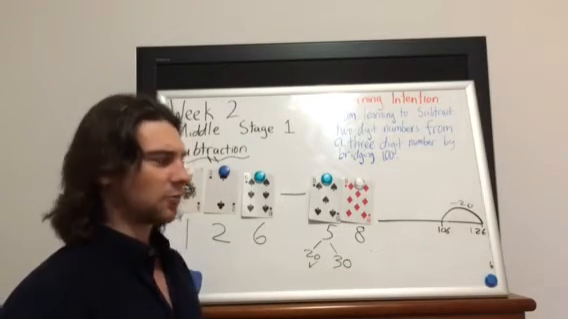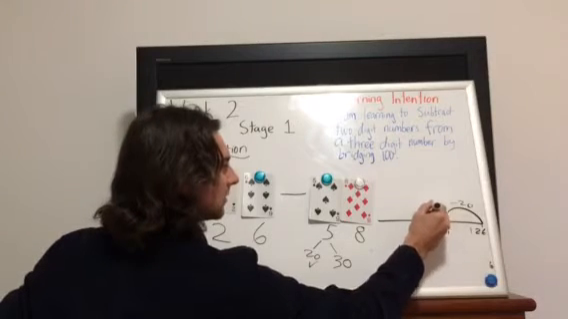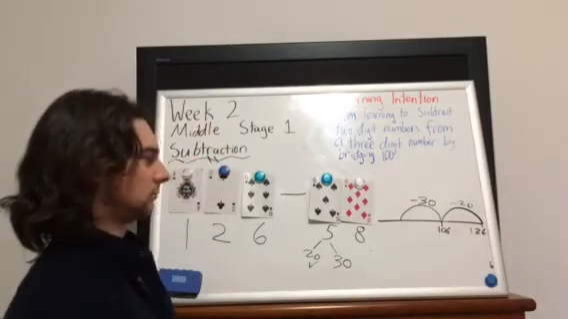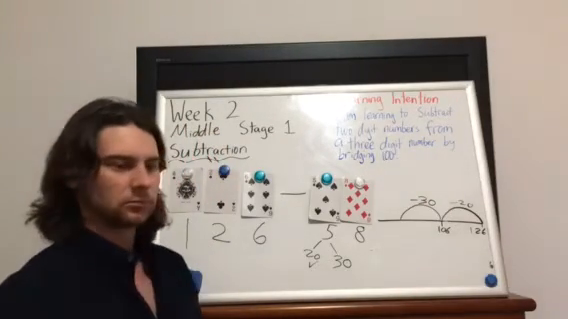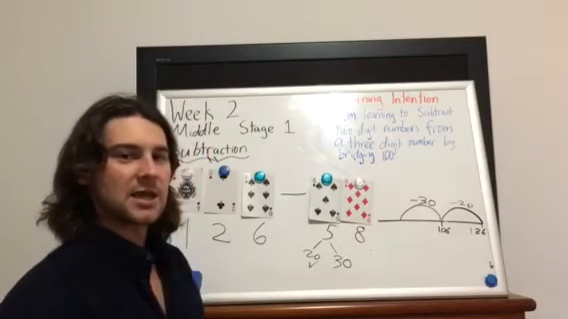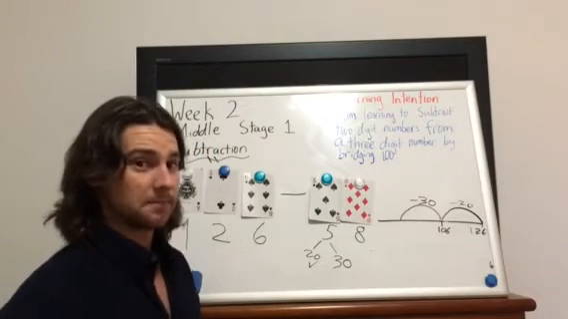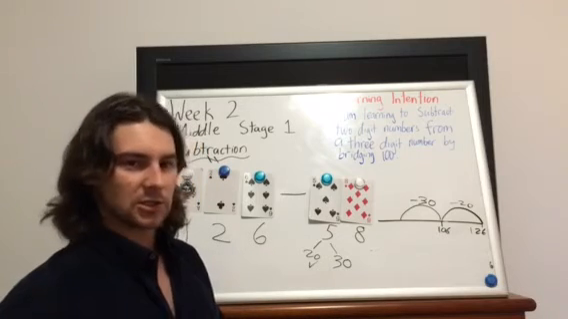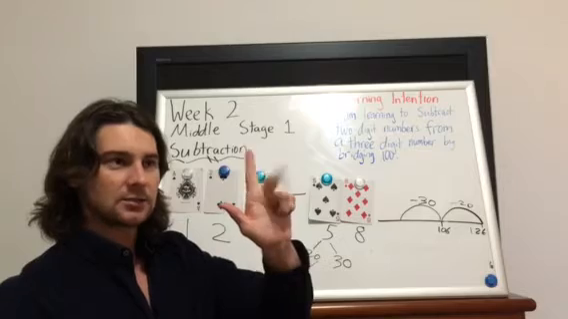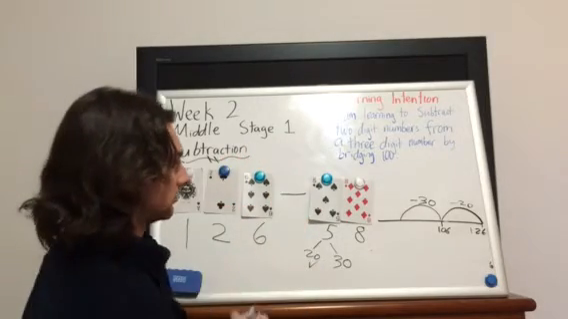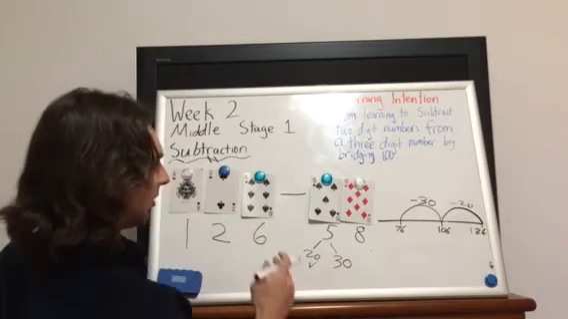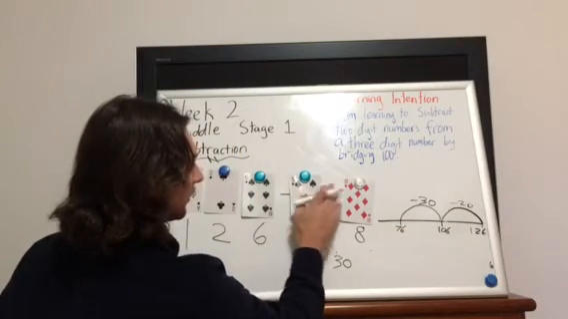Now I need to jump back from 106 minus 30. Now, what would my next step be? I'm going to jump backwards by 10 3 times from 106. So let's do it. 106, 96, 86, 76. Here I land on 76. I'm just going to move these over.